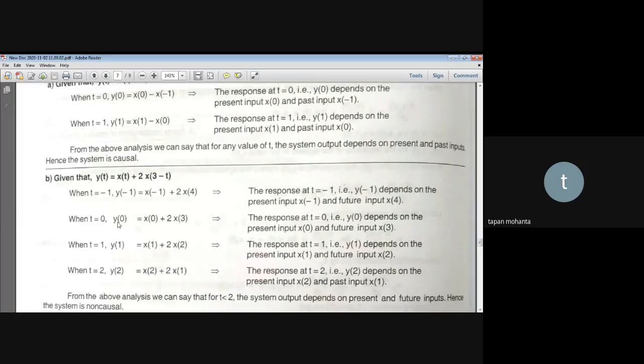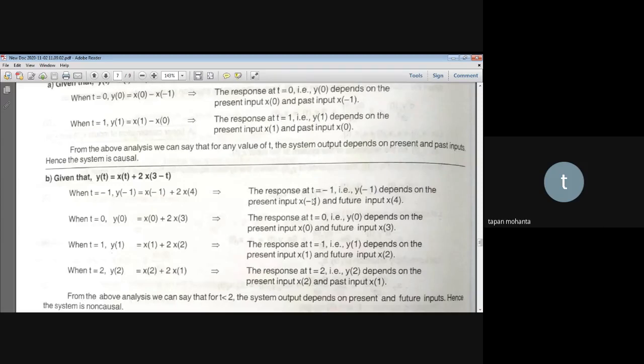Similarly, we can use 0. So x of 0, 2x of 3. Similarly, we can use 1. So that means 3 minus 1 is 2. So that one is y of t in place of 2. Then x of 2 plus 2x of 1 is there.